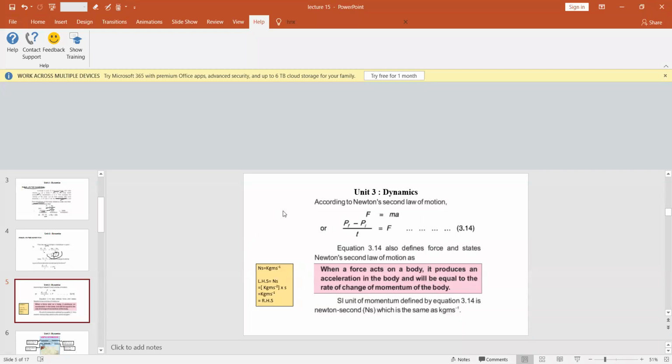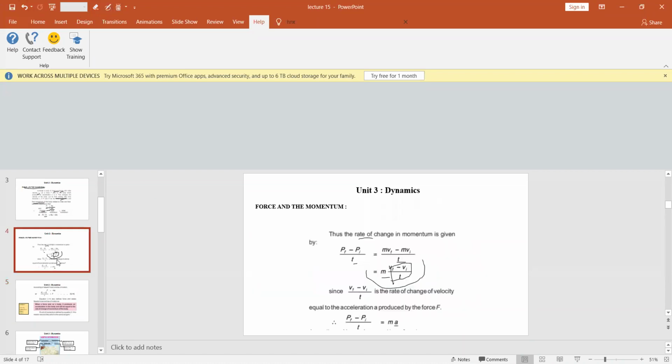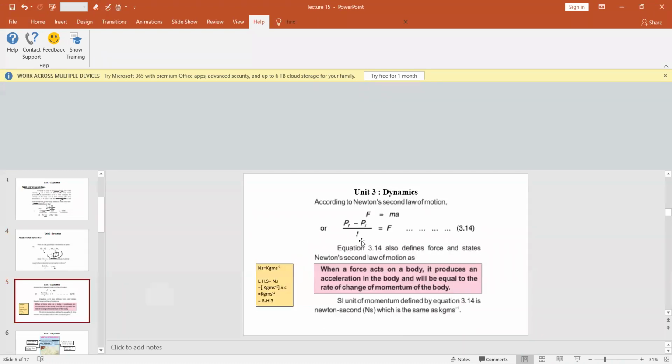Then you know that according to Newton's second law of motion, F is equal to ma. And your previous equation is also the second law of motion applying in this equation as well. So instead of ma, you can write directly F over here. So if you just substitute the value of force over here, you get pf minus pi by t is equal to F. So this is the relation between momentum and the force.